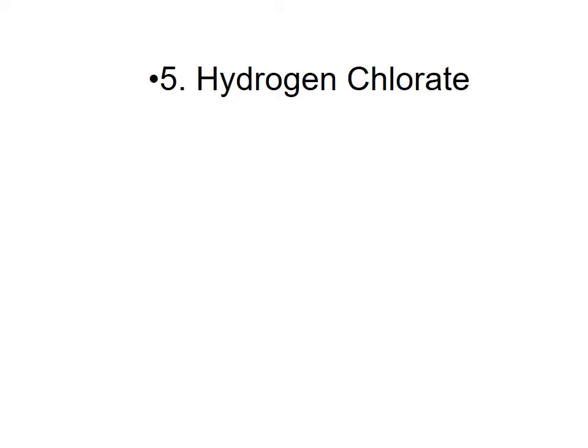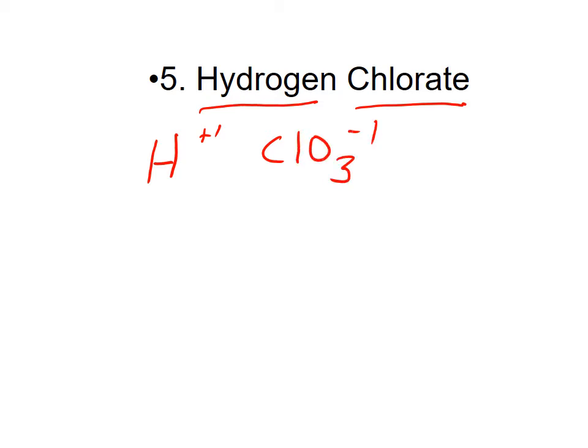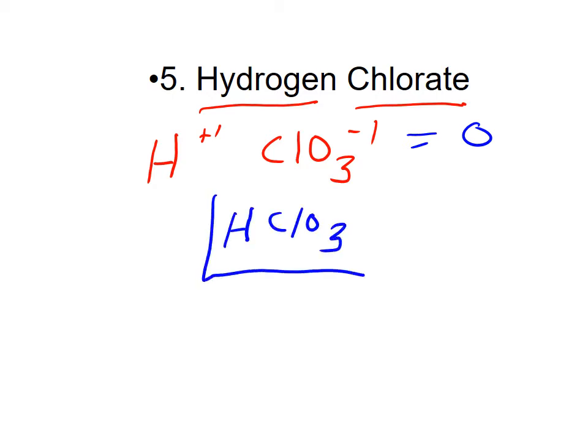On this one we have hydrogen chlorate. So we have H, hydrogen is +1, chlorate is ClO3 -1. Once again, these add to 0. +1 -1 add to 0, so we just basically stick the 2 halves together. So we have HClO3, hydrogen chlorate.